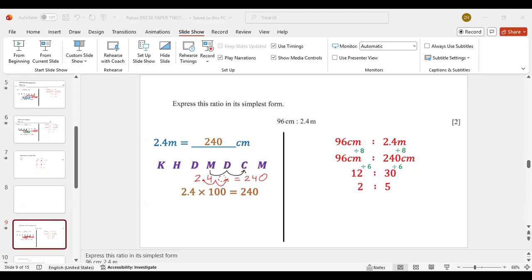All right, we're done with ratios. That's it for ratios. No more ratios. Simple interest, that's what we need to do. So we're going to do simple interest after this.